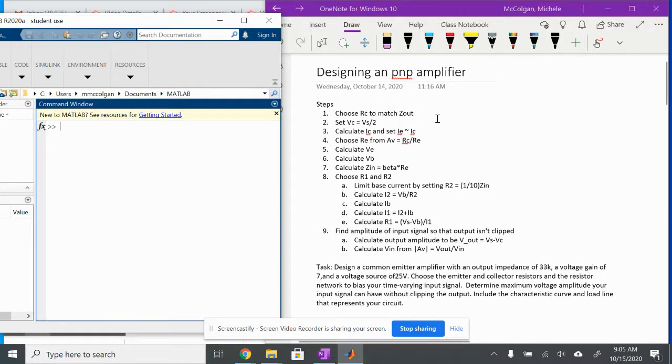Okay, and so the few things that I have is I see that I have an output impedance. So Z out is equal to 33,000. I've got a voltage gain, AV is equal to 7. I've got a voltage source VS is equal to 25. It doesn't say it here, but I know that I have a beta is equal to 100.